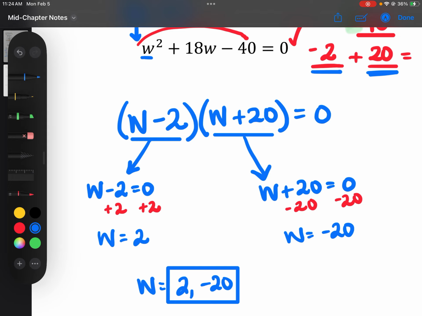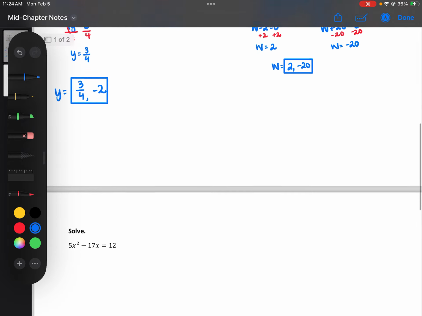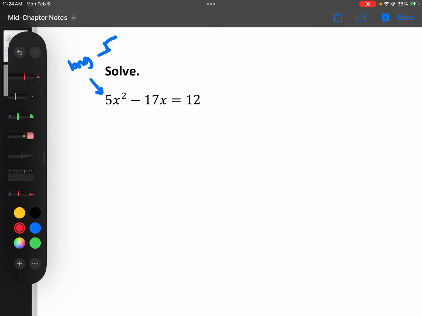Let's go ahead and do the last problem. So that was our fast method. Just a little review. Let's review how to do long method. And I can tell that this problem is going to be long method, or the lightning bolt is what I usually call it, because there's a number in front of the squared term. Now, there's something we'd have to do before we even factor, though. You'll notice that we have this 12 on the other side, and we need it to equal 0.